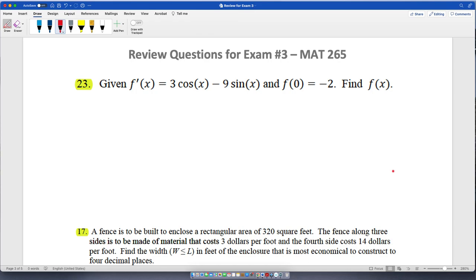So here's another one. They give us the derivative, right? And they want us to find the function that it came from. They want us to find the antiderivative. And they give us an initial condition, which hopefully should help us find that value of c. Okay, so what would be the antiderivative of this function?